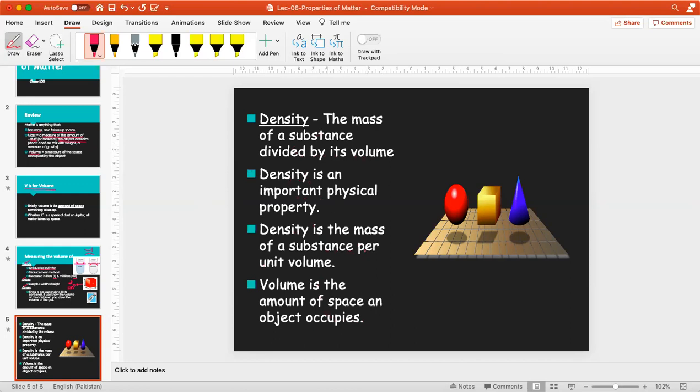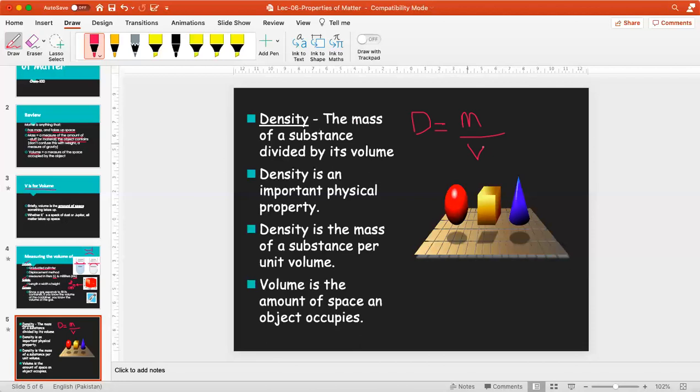So we consider all these things, and by doing these things, we can develop a formula. Okay, this is the formula. D is equal to mass divided by volume. So whenever you divide mass of any substance by its volume, it is called density. So this is the definition of density.